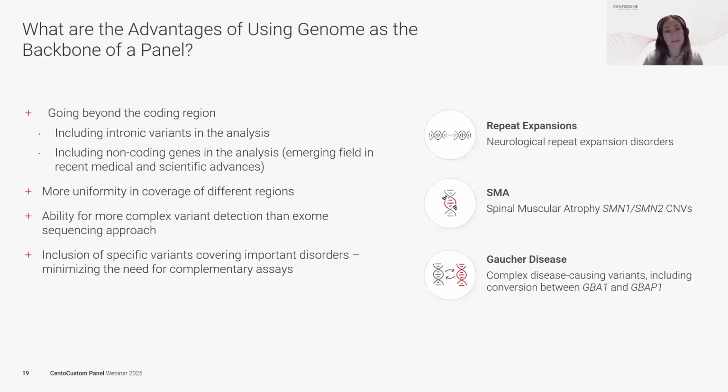And this means that this can minimize the need for complementary assays. To talk a little bit more about that, using genome sequencing as a backbone, it can enable repeat expansion screening for certain neurological repeat expansion disorders. It enables spinal muscular atrophy CNV analysis for the SMN1 gene, and we can also detect variants that are conversions between GBA1 and its pseudogene and are associated with Gaucher disease and with Parkinson's disease.